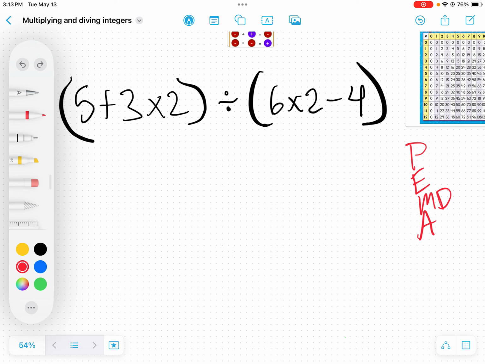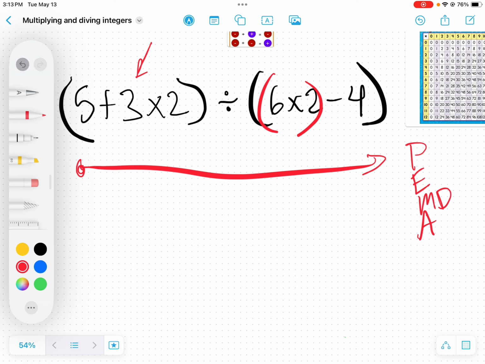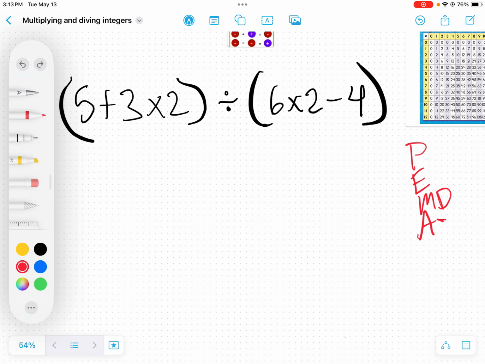So even if this one had another set of parentheses inside of it like this, you're still going to want to start with this set of parentheses because it is the furthest set to the left. Okay, so we're going to go ahead and do this first set first. And we're going to do PEMDAS within this first set of parentheses. I don't have any more parentheses inside of it. I don't have any exponents.